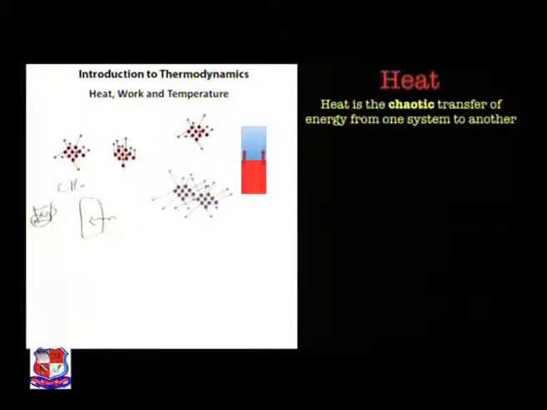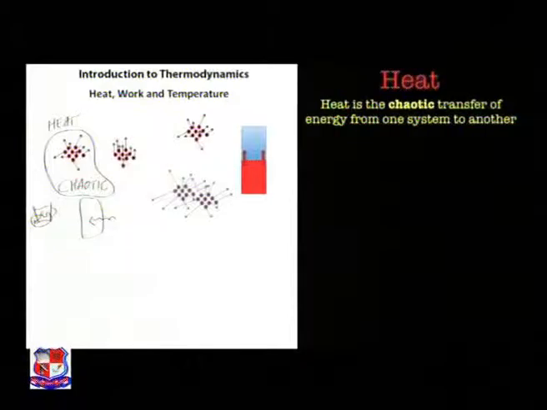Chaos is the key to that one. Chaotic. Okay, so just circle that. And that's heat. It can't be used really. All it does is increase the energy of whatever system you're interested in.